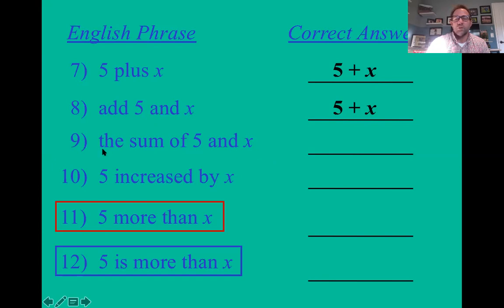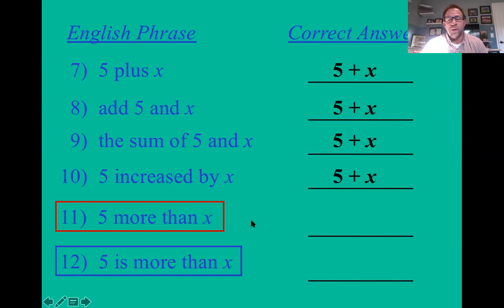Okay, here we go. The sum of 5 and x. Okay, so write it as you read it. So the sum, we know we're adding, and then this 5 came first, so it again would be 5 plus x. Okay, and then number 10, 5 increased by x, that would be 5 plus x. Okay, so those four all have the same exact answer, but you can see they're all written differently. This uses the word plus, this is using the word add, this one's using the word sum, this is using the word increased by. So these all four have the same answer, but all are written differently.